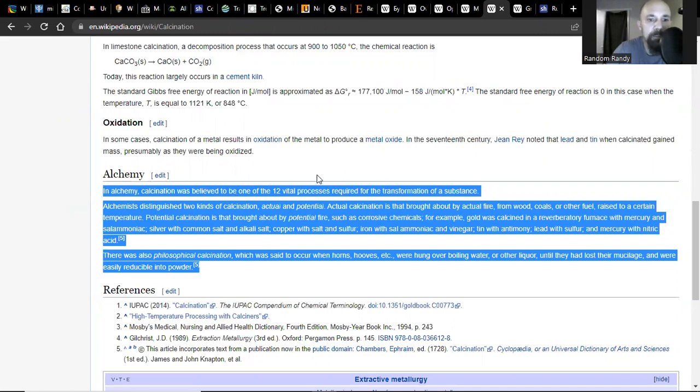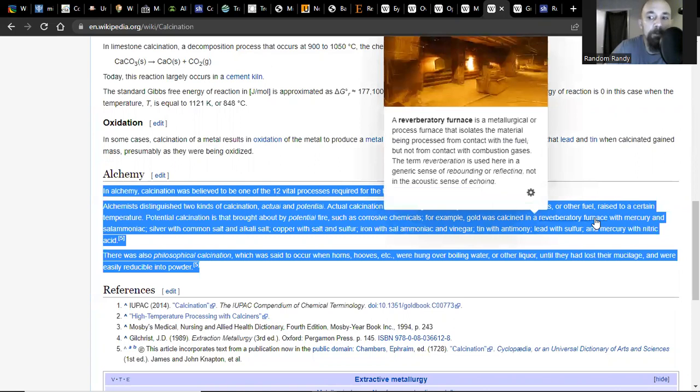In alchemy, calcination was believed to be one of the 12 vital processes required for the transformation of a substance. Alchemists distinguished 2 kinds of calcination: actual and potential. Actual calcination is that brought about by actual fire from wood, coals, or other fuel raised to a certain temperature. Potential calcination is brought about by potential fire, such as corrosive chemicals. For example, gold was calcined in a reverberatory furnace.